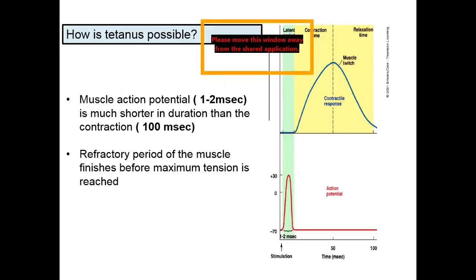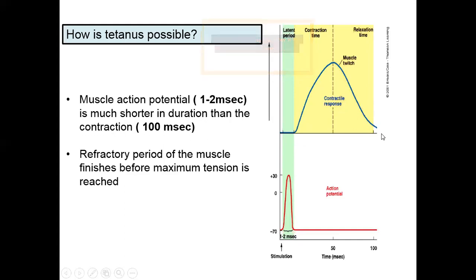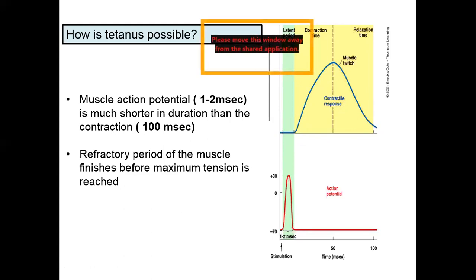Okay, so how is tetanus possible? Tetanus is possible because the muscle action potential is much shorter in duration than the contraction. If you see, this period is the latent period, and then you have the contraction period followed by the relaxation period. This you already know. The muscle action potential is quite short, and it falls during the latent period. The action potential is during the latent period itself.